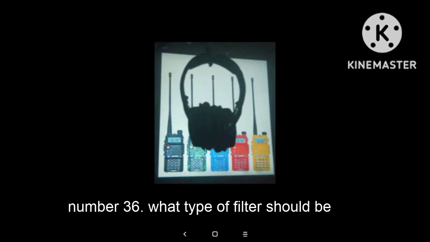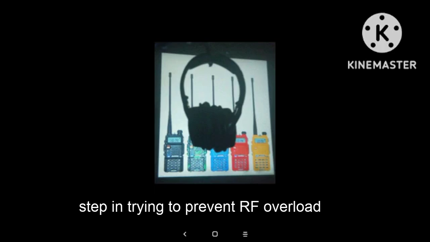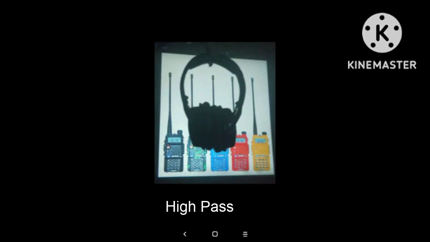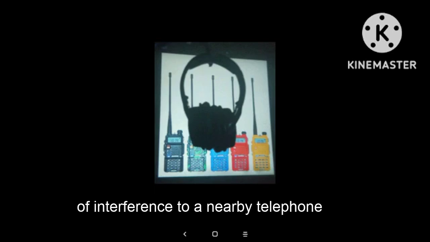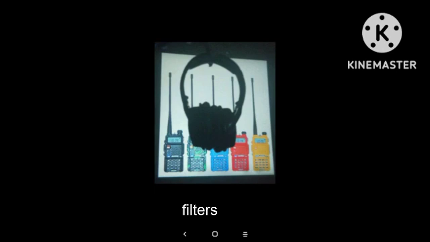Number 36. What type of filter should be connected to a TV receiver as the first step in trying to prevent RF overload from an amateur HF station transmission? High pass. Number 37. What should be done if a properly operating amateur station is the cause of interference to a nearby telephone? Ask the telephone company to install RFI filters.